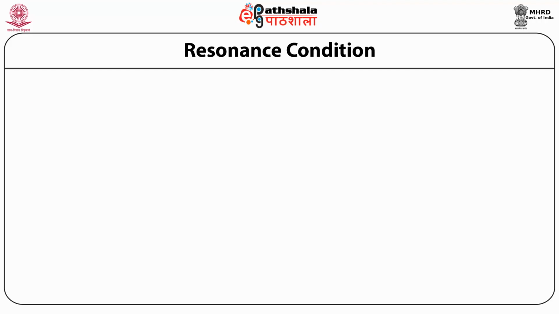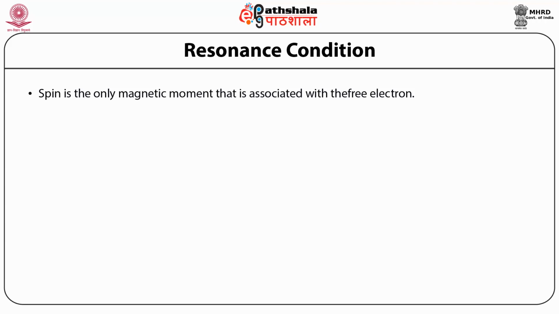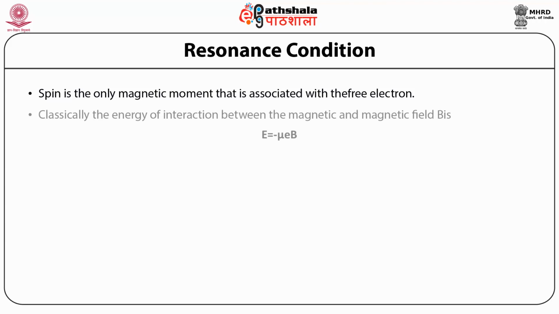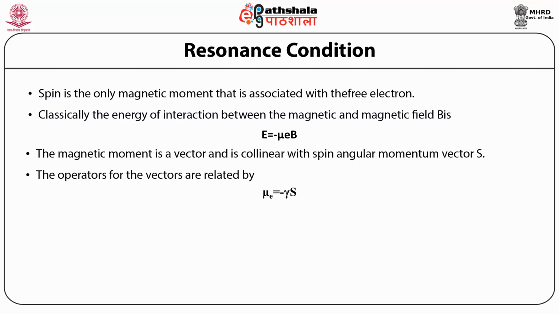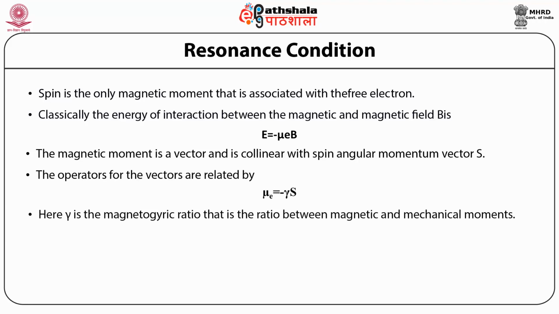Discussing the resonance condition, spin is the only magnetic moment that is associated with the free electron. Classically, the energy of interaction between the magnetic moment and magnetic field B is E equals minus mu_e dot B. The magnetic moment is a vector and is collinear with the spin angular momentum vector S. The operators for the vectors are related by mu_e equals minus gamma S, gamma being the magnetogyric ratio, that is the ratio between magnetic and mechanical moments.